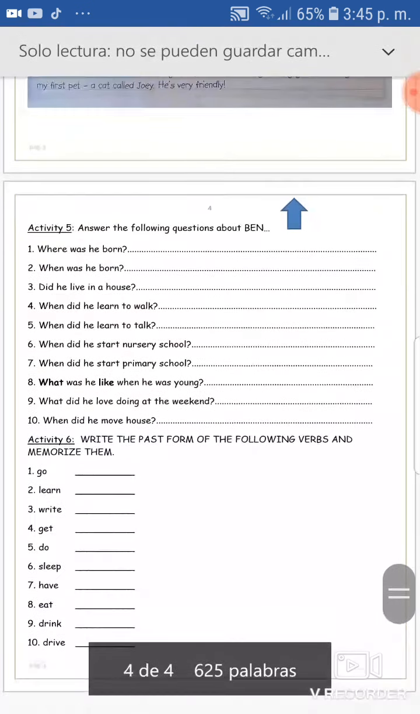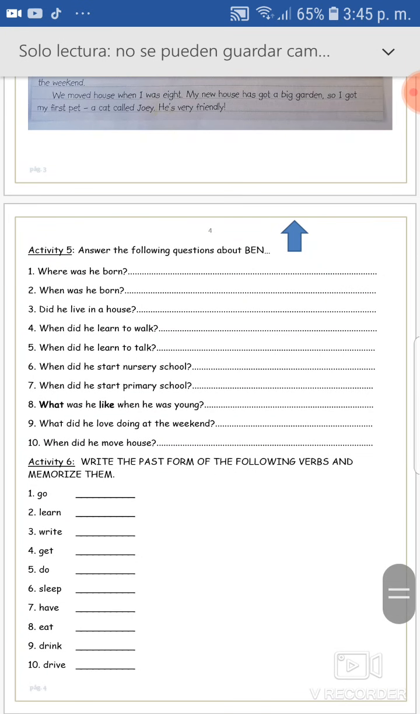So, where was he born? Remember, he was born means nació. I was born in Buenos Aires. My sister was born in Córdoba. Ben was born in a different place.